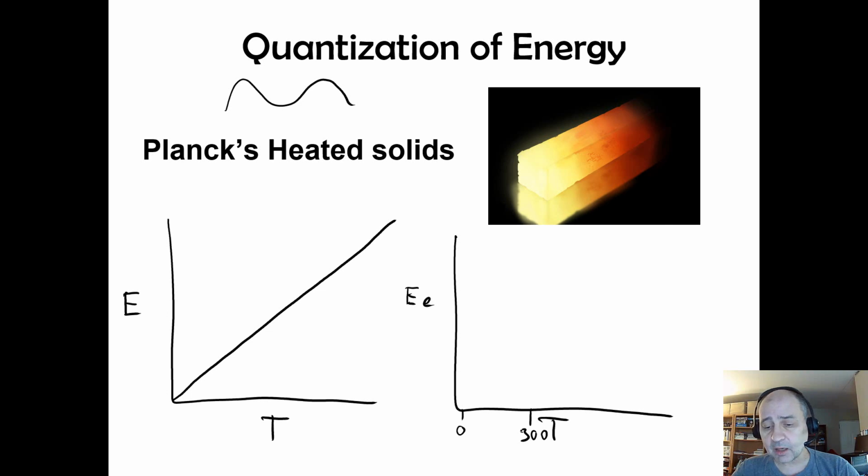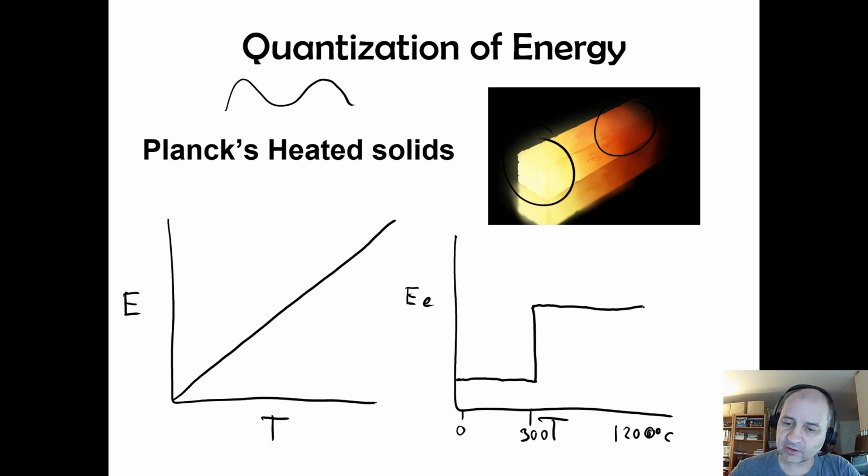If I have an iron block and I heat it, it's not going to change color. So that means that the energy of the electron doesn't change. And then at some point, at 300 degrees Celsius, it will start glowing red. So that's what we see here. And so that means the energy now jumps up and it glows red. So you keep on heating that and it'll glow red all the way to about 1200 degrees Celsius. And at that point, it's going to glow white. So it's going to jump up and then level out again.